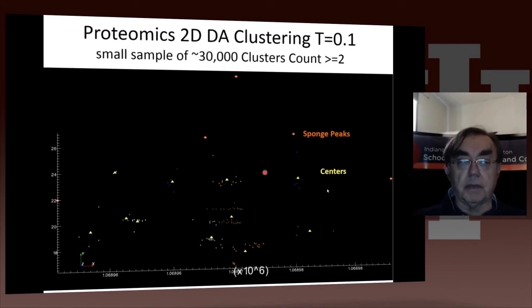Here's the example of the peaks. Each of these little points here is a mass spectrometry peak. And they're actually so-called sponge peaks. Those are the case of isolated peaks where there's just one point. Those are these little triangles. And here we have actual clusters, and the clusters have centers, which are these triangles.